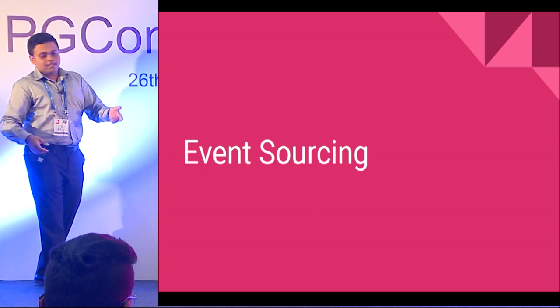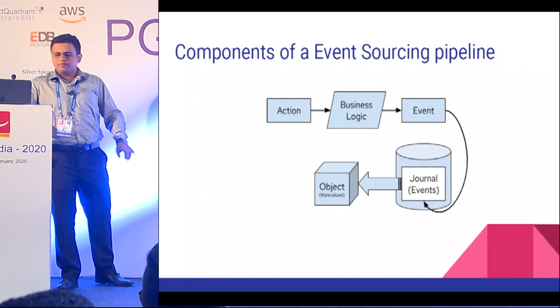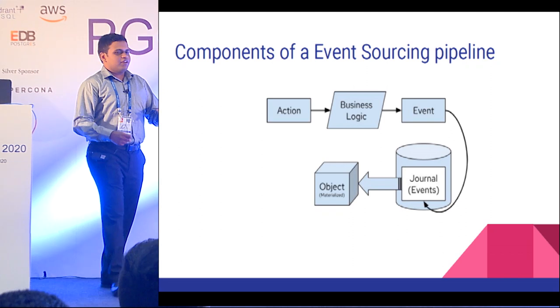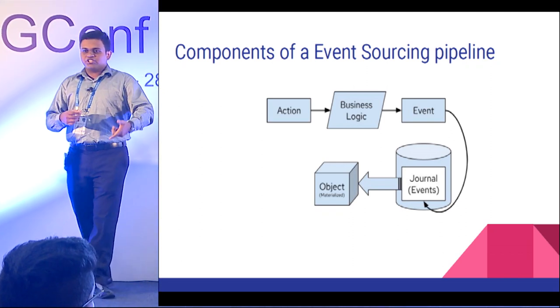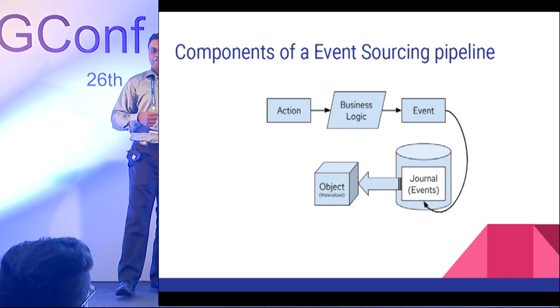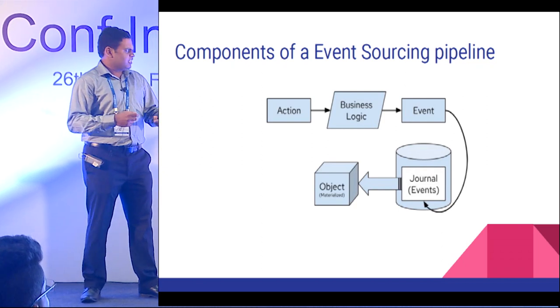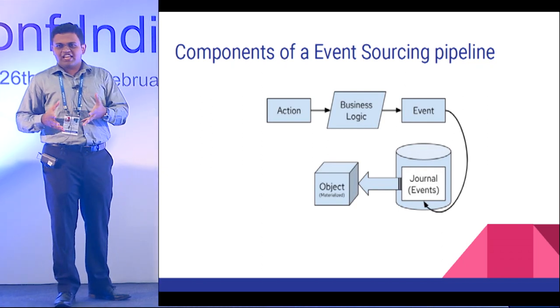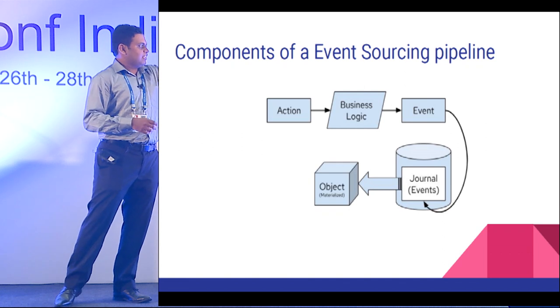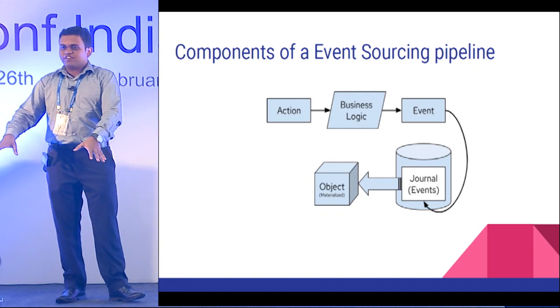So event sourcing, in simple words, is that whenever a business logic happens on our application, we create a domain event, and we push that domain event into something called a transaction log, or a journal. The journal we have sorted, since we have a Kafka system.